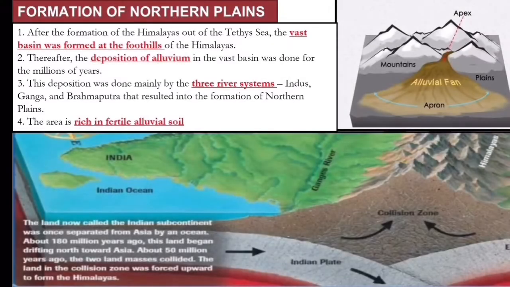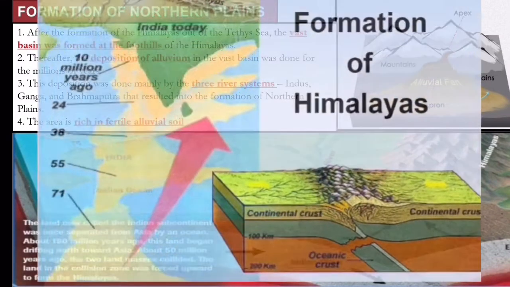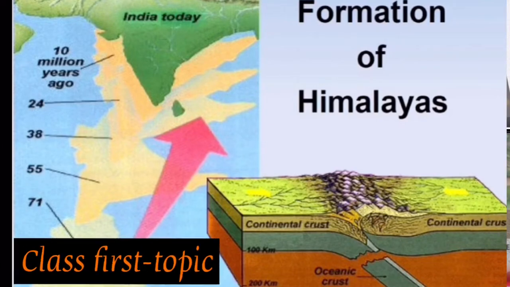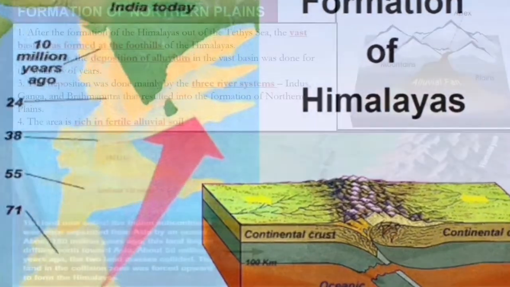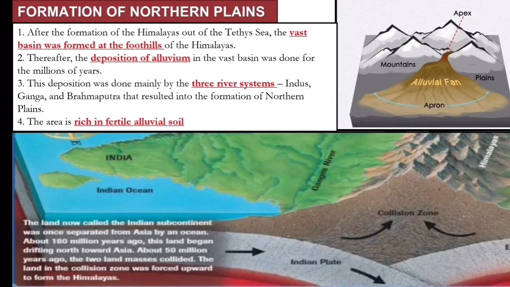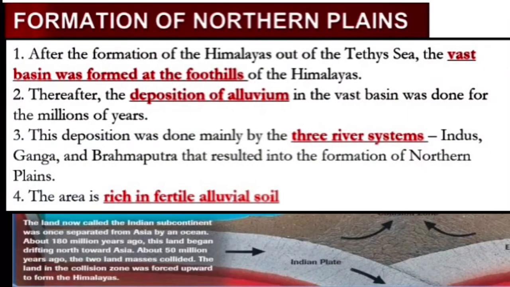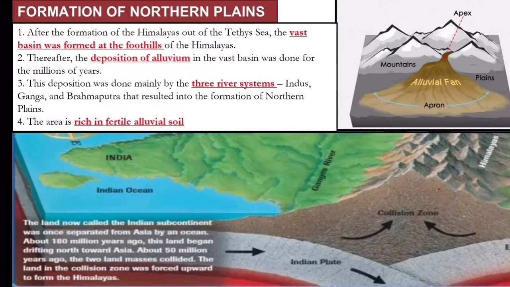Formation of Northern Plains goes back to the concept we did in the first class, the plate tectonic theories. The plate tectonic theory proved to us how the Himalayan mountains were formed. Now how was this correlated to the Northern Plains? As the Himalayan mountains were formed out of the Tethys Sea, there was a vast basin that formed in front of these Himalayan mountains. Now what was the importance of depressions?